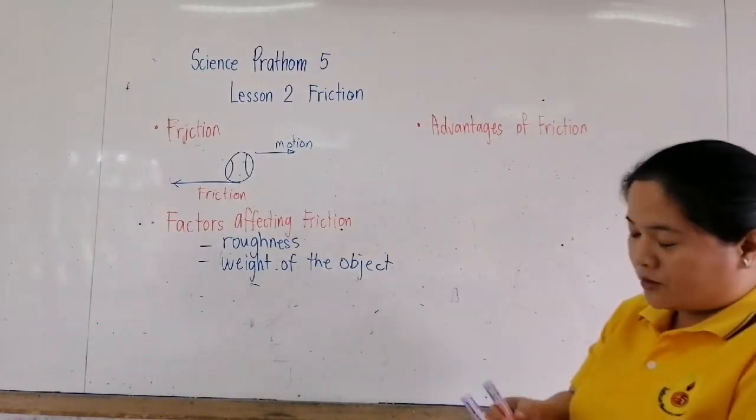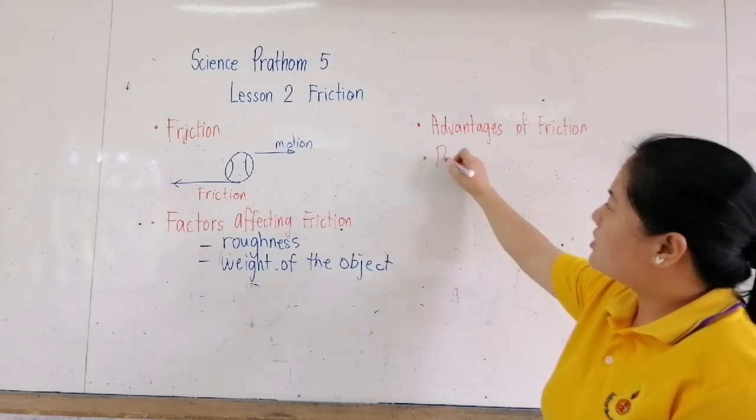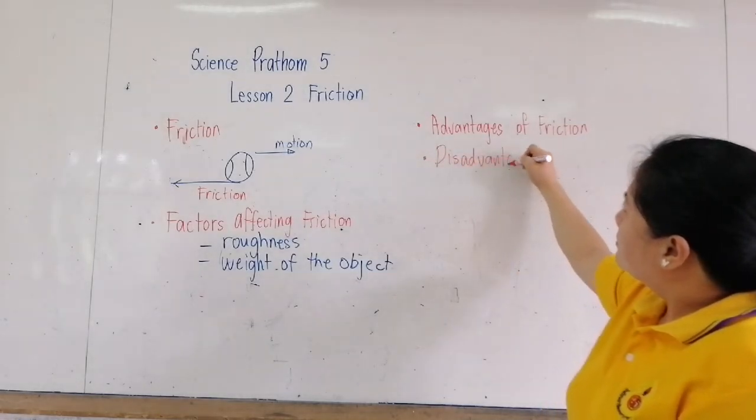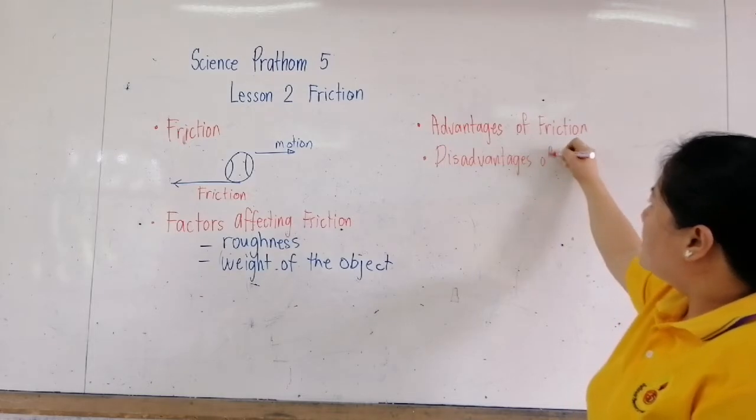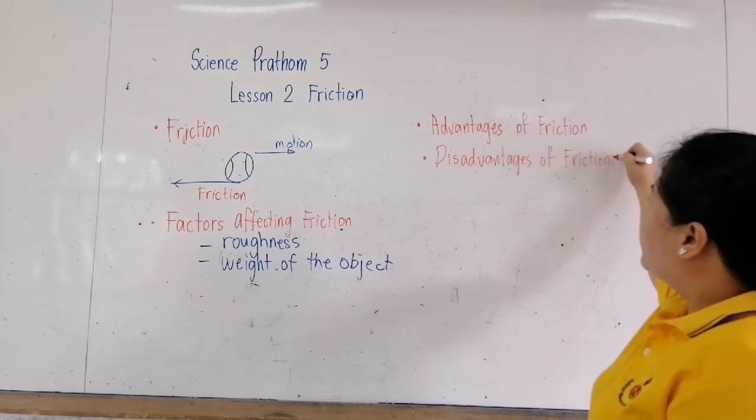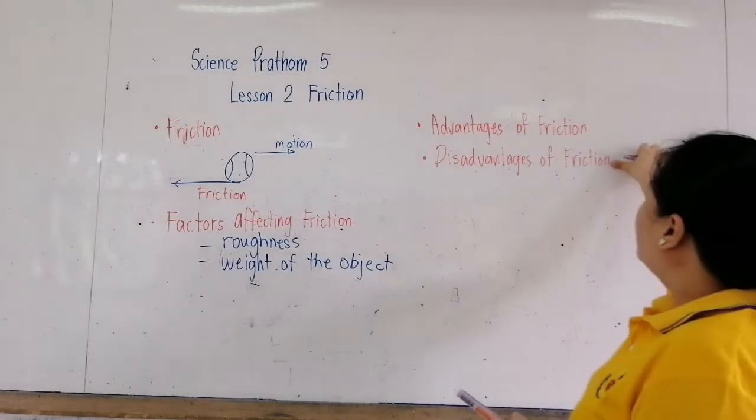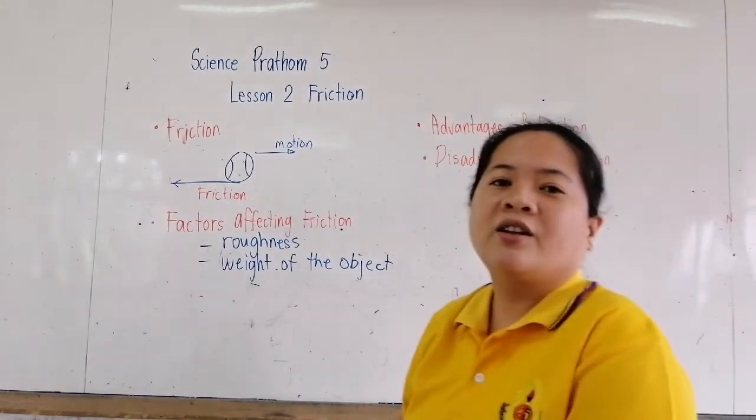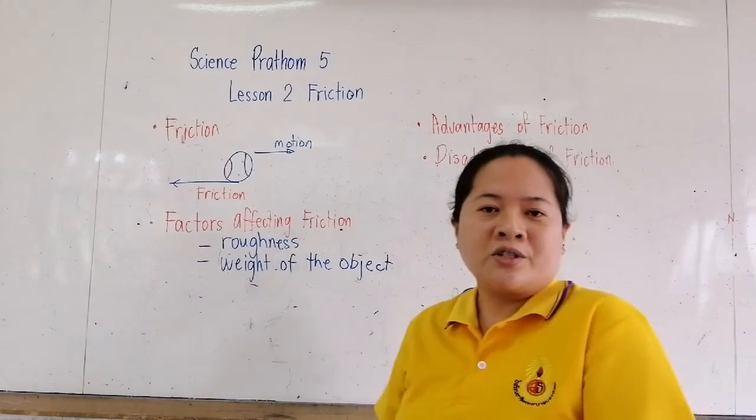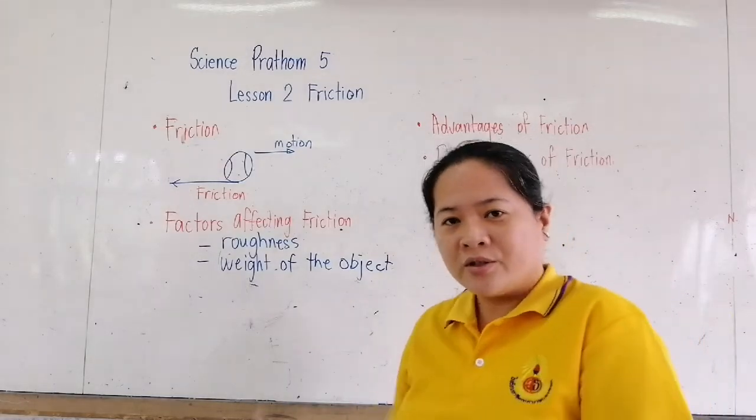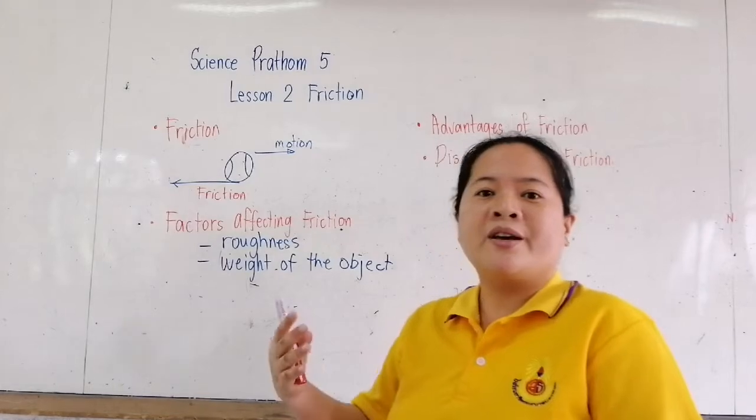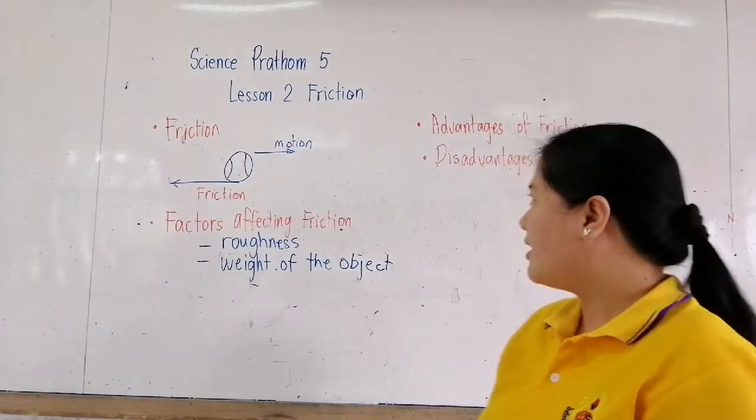You also need to know about the disadvantages. Disadvantages of friction include wearing out the surfaces in contact. For example, your shoes. The longer you use your shoes, because there is friction between the sole of your shoes and the floor or the ground, your shoes become worn out. Okay.